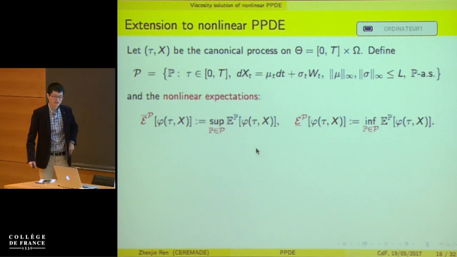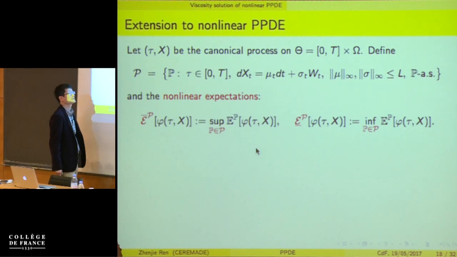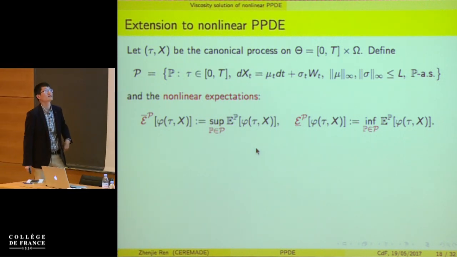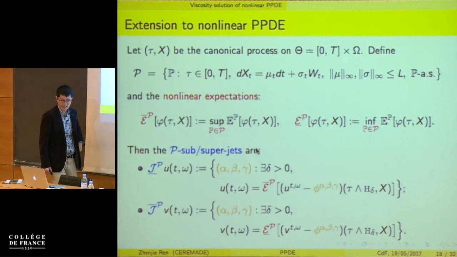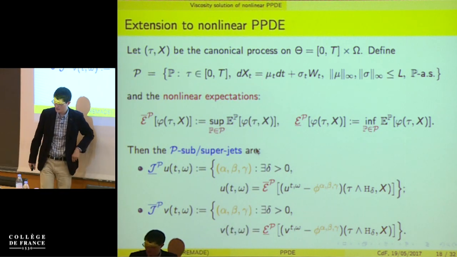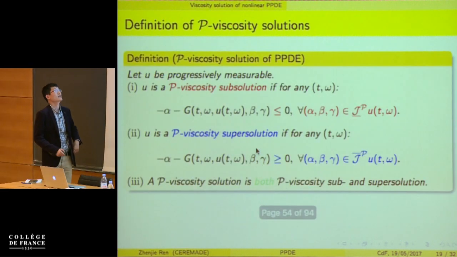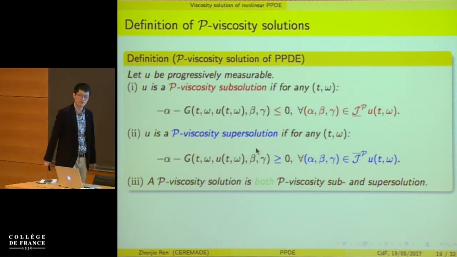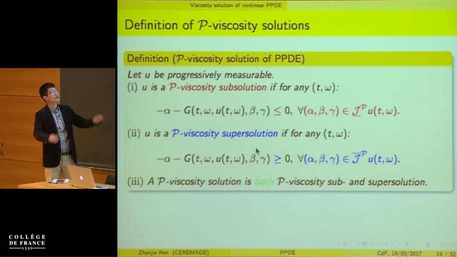Okay, come back. So we will consider those nonlinear expectations defined as the sublinear or superlinear expectation for path-dependent functions. And now in the definition of jet, we simply replace the linear stuff by the nonlinear stuff. And this is our definition of P-round jet. And then P-round jet, of course, leads to the definition of P-round viscosity solution for the nonlinear path-dependent PDE. So it's exactly the same formulation.